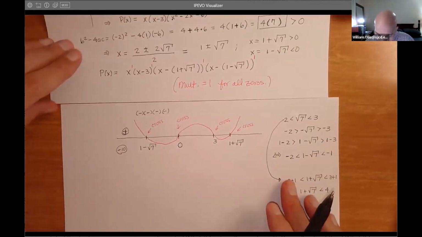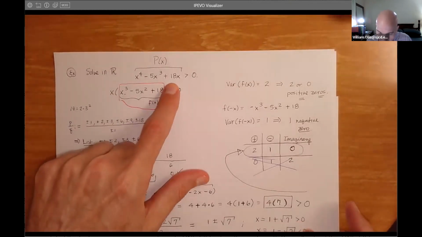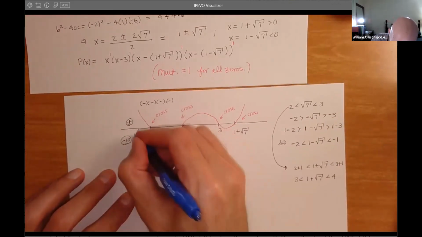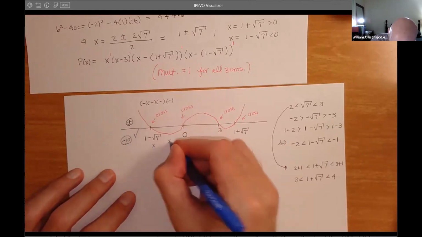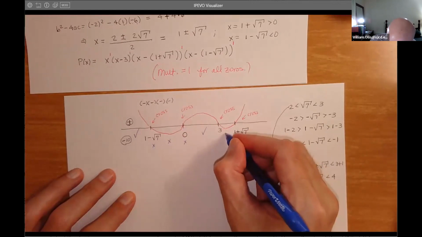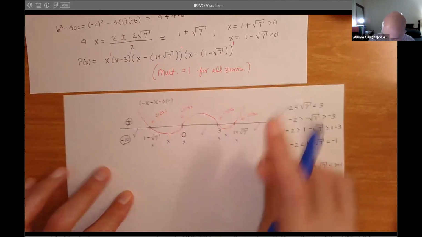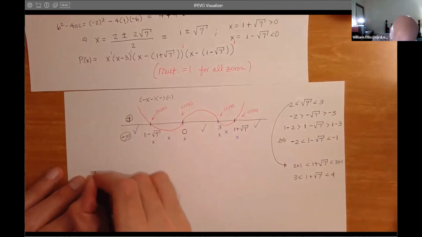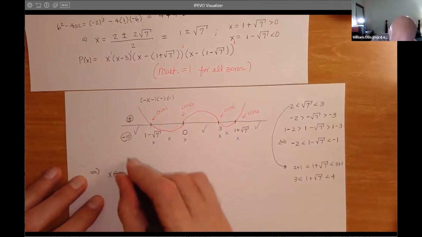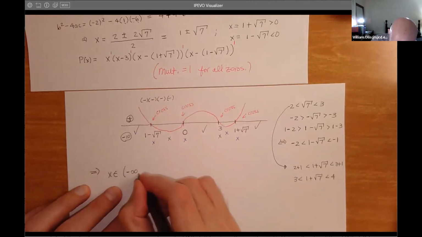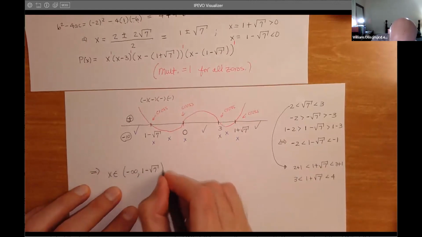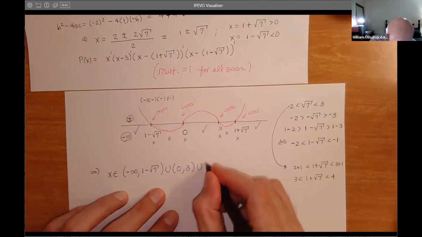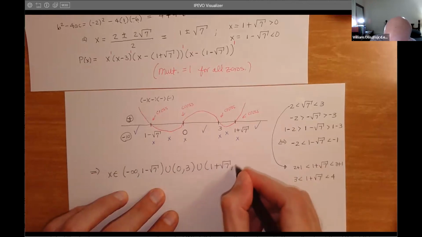So now the original problem says, and we didn't multiply anything, we want this positive. So here, I'll use blue. We have a check here. X, X, X, check, X, X, X, check. So none of the numbers are included. None of the zeros are included because that makes it equal to 0. So this implies, where does X live? So we have negative infinity to 1 minus root 7, union 0 to 3, union 1 plus root 7 to infinity.